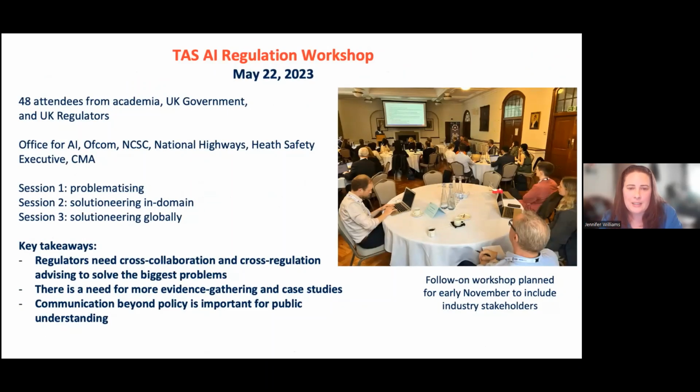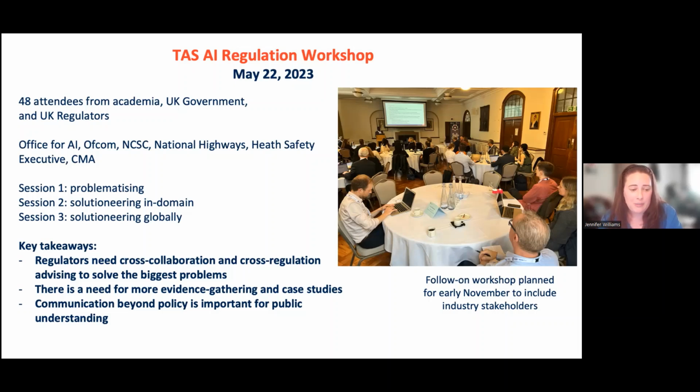And to this end, I organized a workshop in May from the Trustworthy Autonomous Systems Hub, where we invited a variety of different stakeholders. So we had 48 attendees from academia, the UK government, as well as UK regulators. And we had, for example, the Office for AI, Ofcom, NCSC, National Highways, Health and Safety Executive, and CMA.